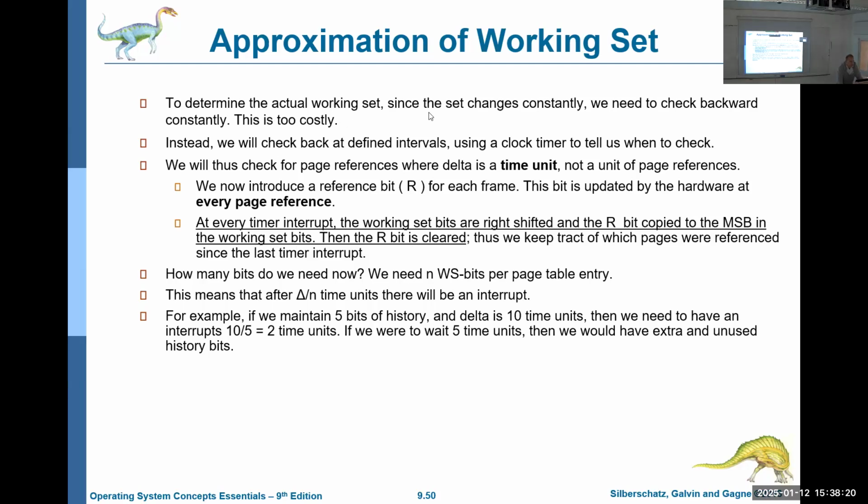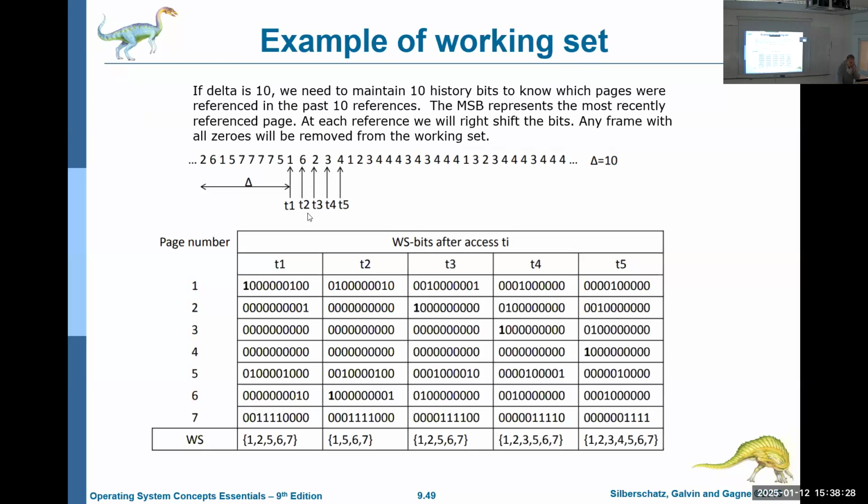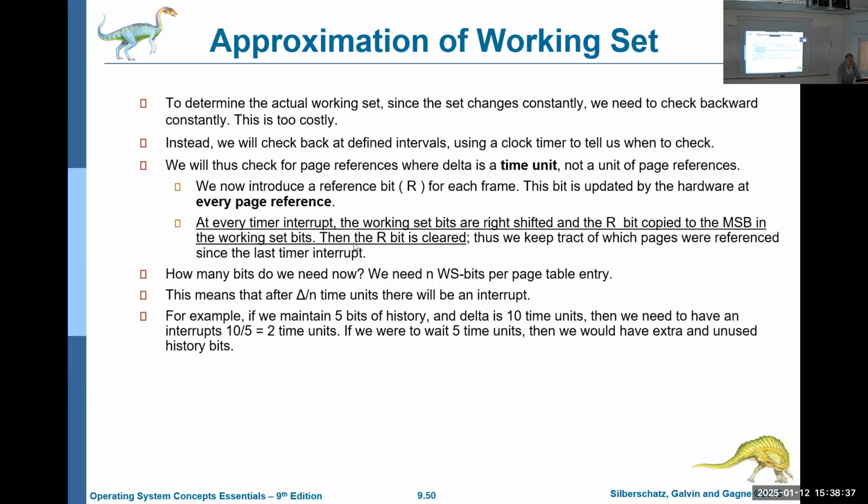To determine the actual working set, since the set changes constantly, we need to check backward in time constantly. This is too costly. In other words, the working set at time 1 and time 2 is not the same. So if I really want to know the correct working set at any moment, I have to check all the time. But we're not going to do that. Instead, we will check back at defined intervals using a clock timer to tell us when to check. So like every 10,000 seconds or every 10,000 cycles, we'll go back and check.